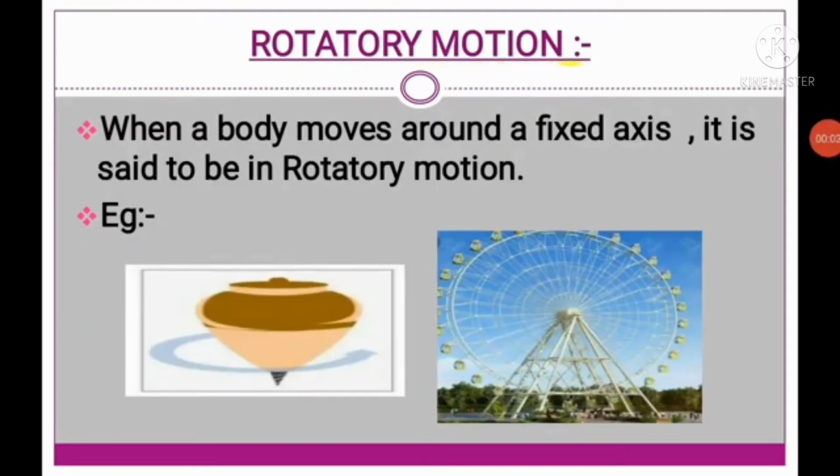And next we are going to discuss rotatory motion. When a body moves around a fixed axis, it is said to be in rotatory motion. For example, a spinning wheel or charkha or chain wheel, a spinning top, potter's wheel, a ceiling fan. These are some examples of rotatory motion, and these all have one fixed axis around which they rotate.